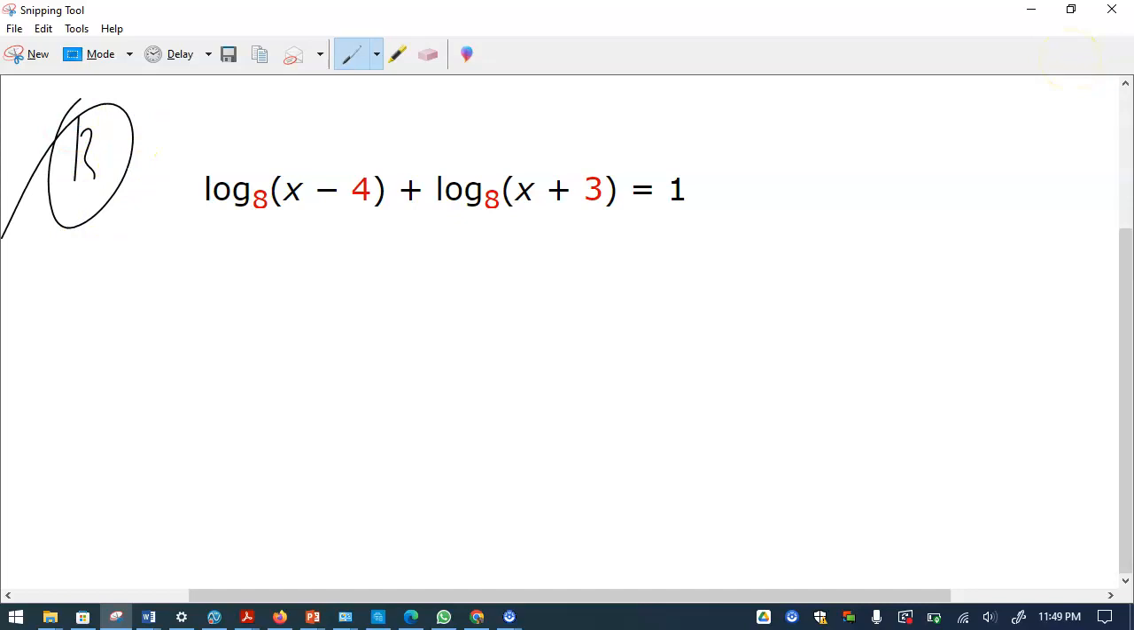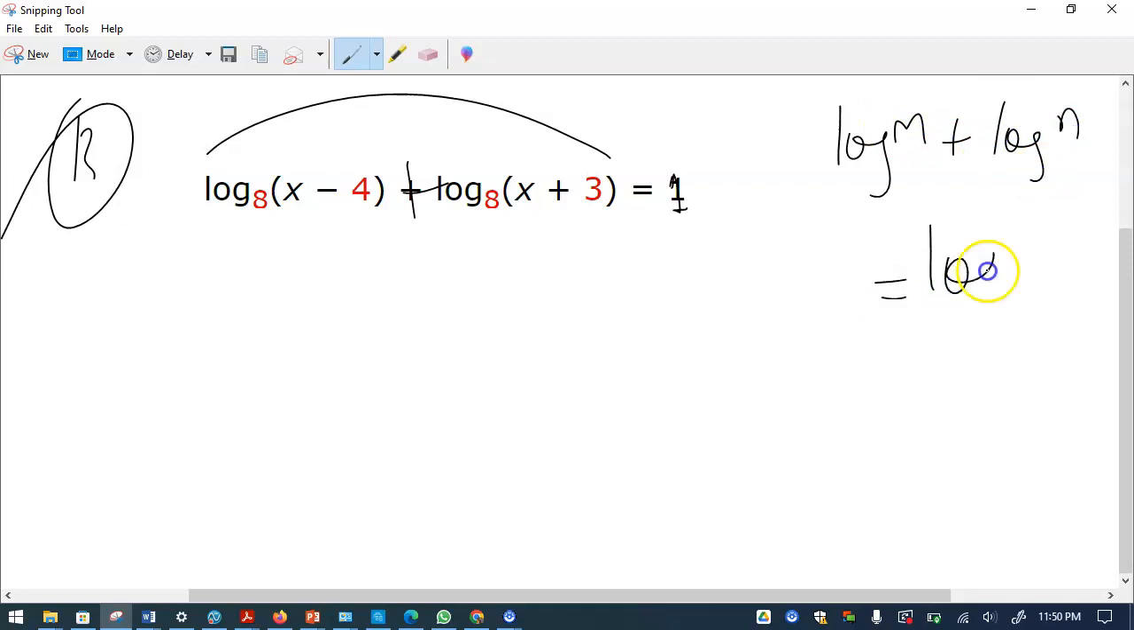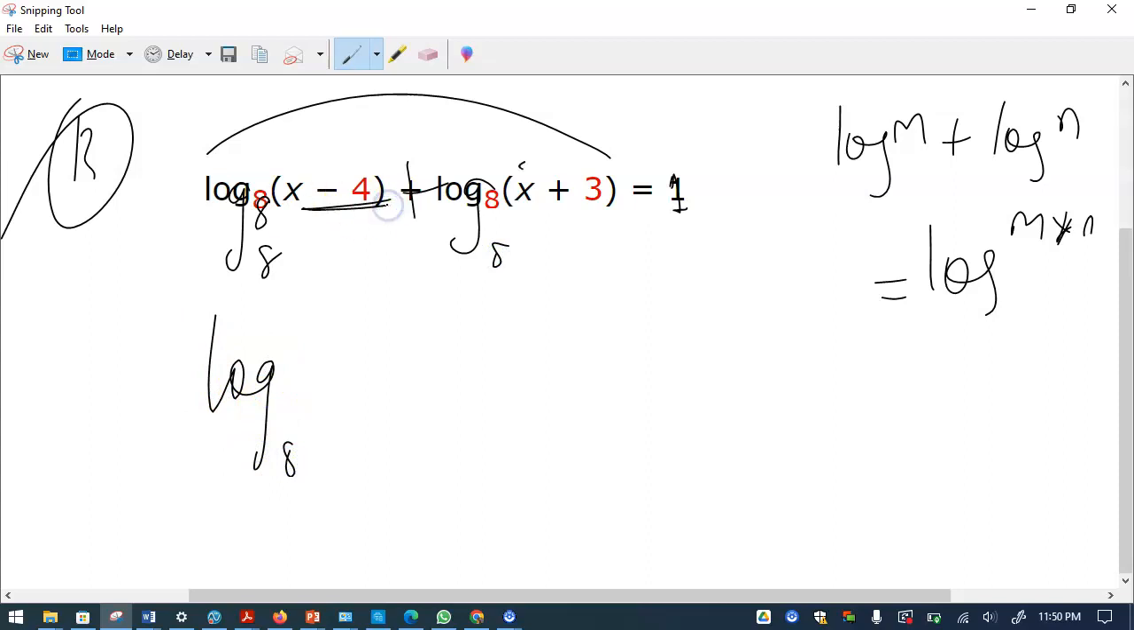Now, question number 13 has 2 logs on the left and on the right side there's a 1. First of all, log of m plus log of n, we can write as logarithm of m times n, right? So we can combine these with the base 8. I'm going to write log to the base 8. And now you combine these, multiply them. So x minus 4 gets multiplied by x plus 3. And the right side is 1.